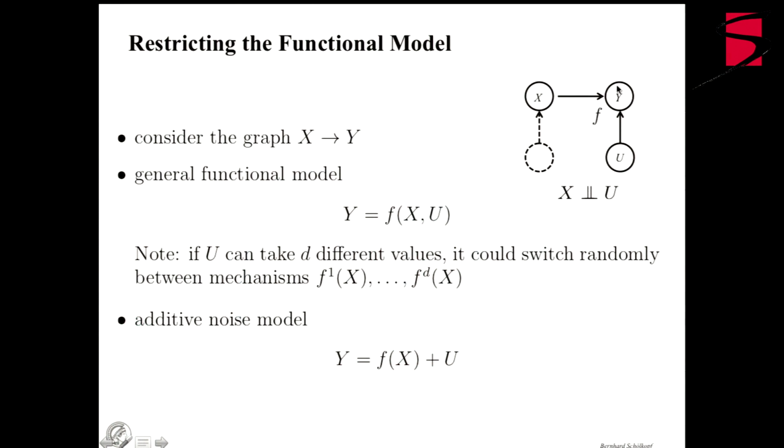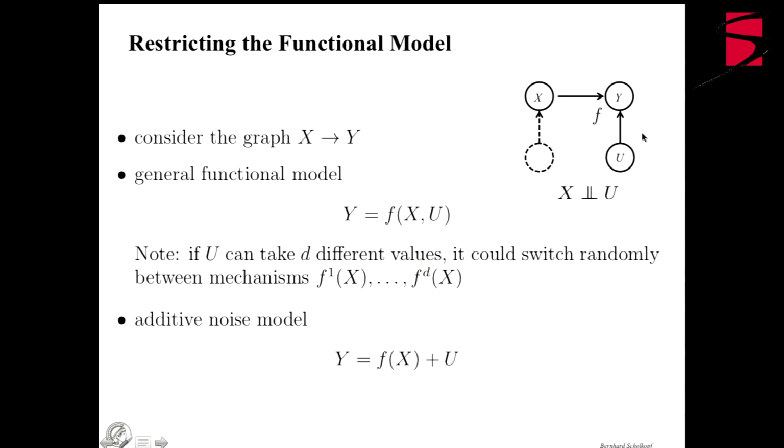Now think of the noise as a discrete variable, to make it simpler, taking d different values. Then with this kind of model, a function of x and the noise, we could, for instance, implement a system that randomly switches between d different mechanisms, converting input into output. So that's a very rich class of models, and in fact, nothing restricts us to d values. It could be a large number, or it could even be continuous. So without restrictions on the functions, we could really make this very complex, and intuitively it seems like there should be no hope of identifying this kind of model from data.